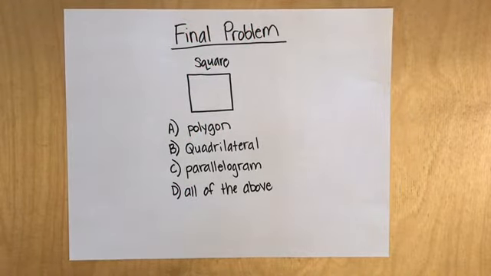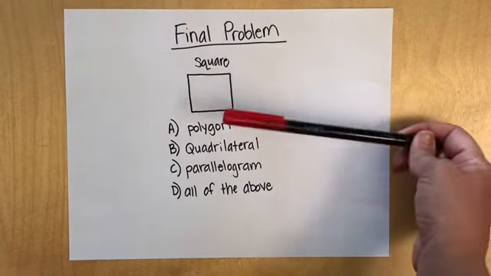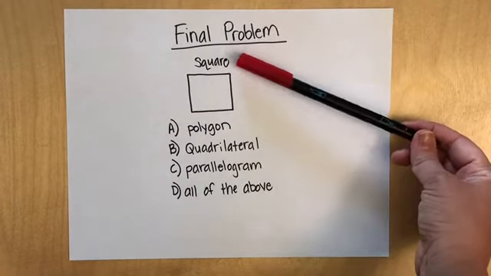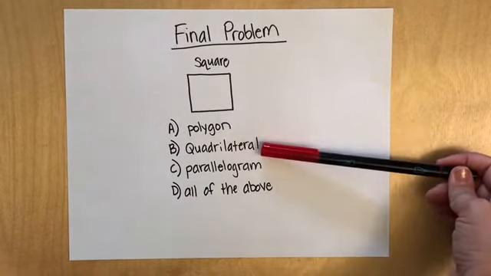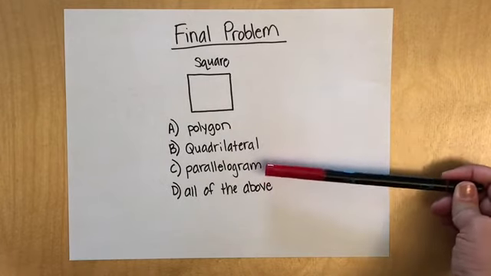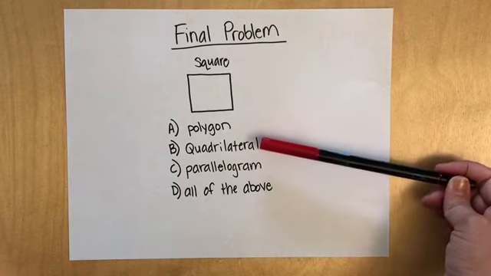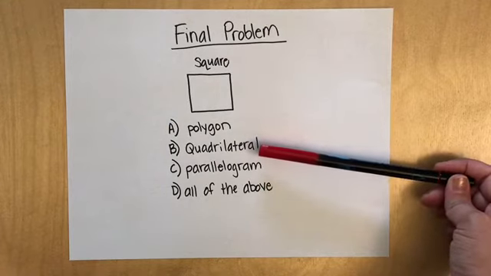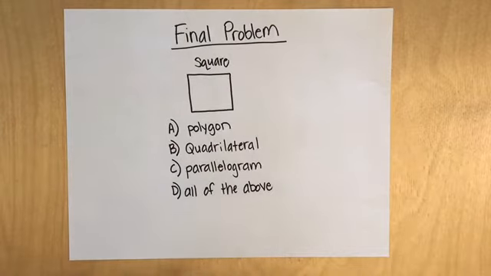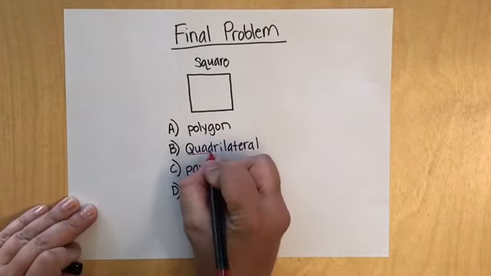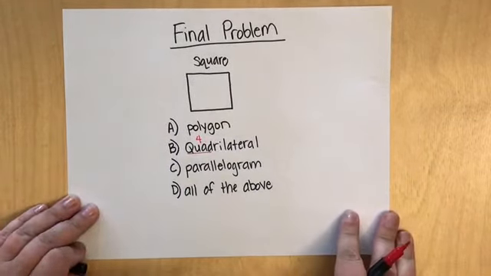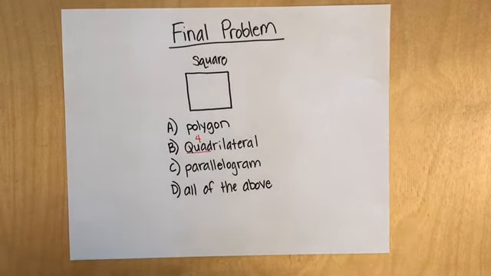Okay, your final problem today, you guys are going to draw this square, and then I want you to say which words describe this square. So is a square A, a polygon, B, a quadrilateral, C, a parallelogram, or D, all of the above? Now we haven't talked about that word quadrilateral in this video, but if you remember in class, quad means four, four-sided shape. All right. Go ahead and get that done, and then I will see you guys tomorrow.